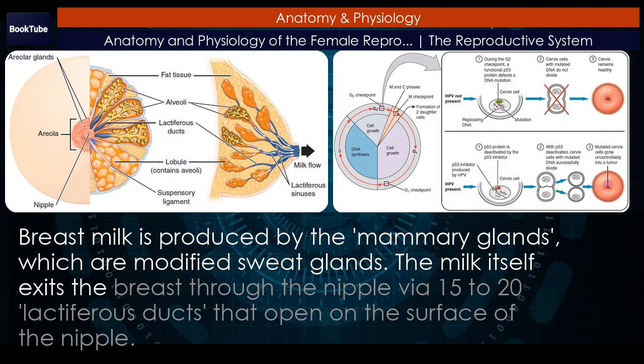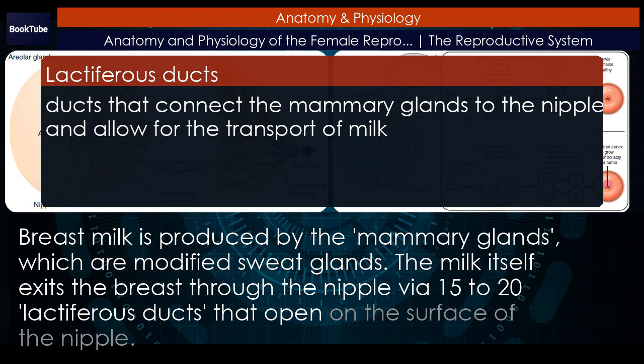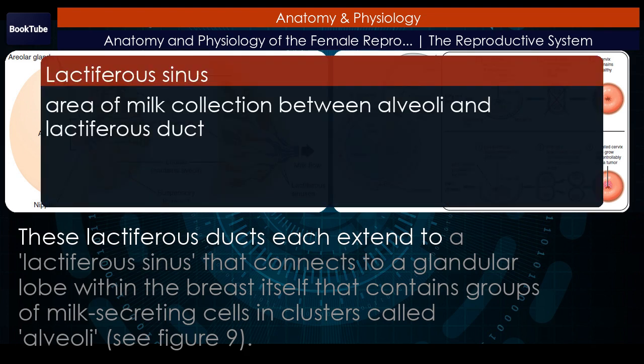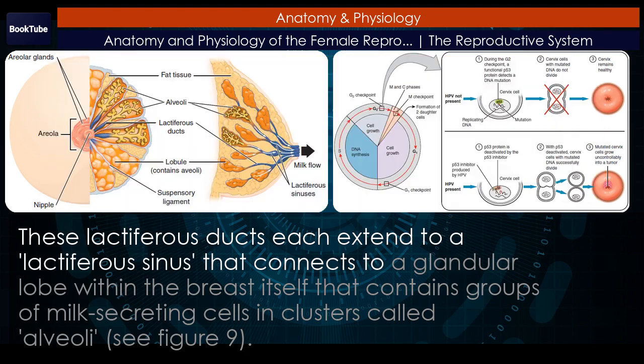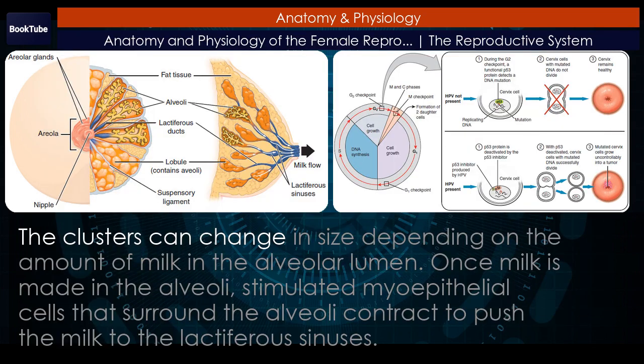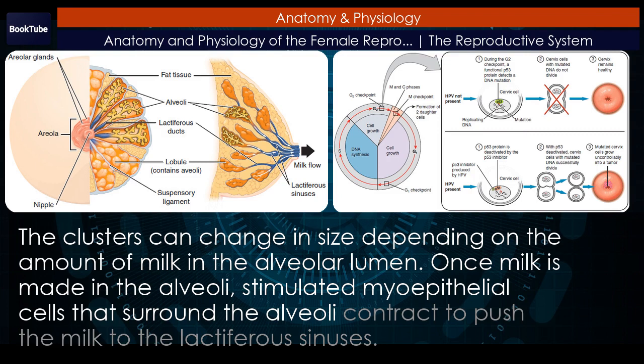The milk itself exits the breast through the nipple via 15 to 20 lactiferous ducts that open on the surface of the nipple. These lactiferous ducts each extend to a lactiferous sinus that connects to a glandular lobe within the breast itself that contains groups of milk-secreting cells in clusters called alveoli. See Figure 9. The clusters can change in size depending on the amount of milk in the alveolar lumen. Once milk is made in the alveoli, stimulated myoepithelial cells that surround the alveoli contract to push the milk to the lactiferous sinuses.